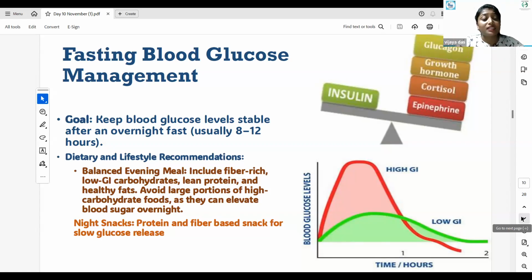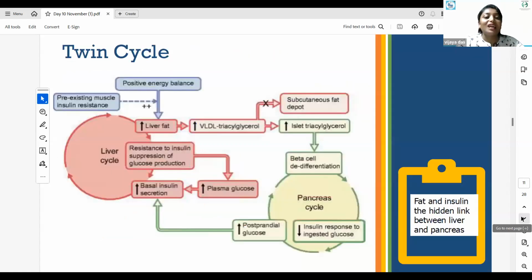So nighttime snacks, including a combination of protein and fiber, can help us to curb the glucose surge in the early morning hours. Now let's come to the twin cycle before I head towards the next test. This cycle tells about the relation between the liver and the pancreas.